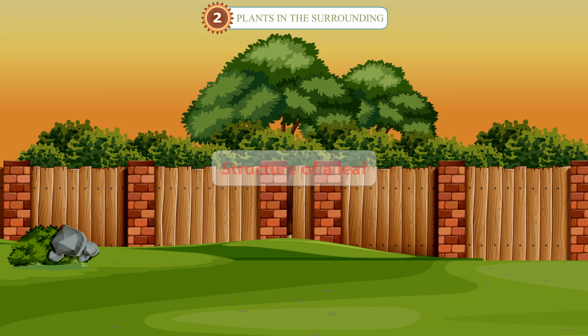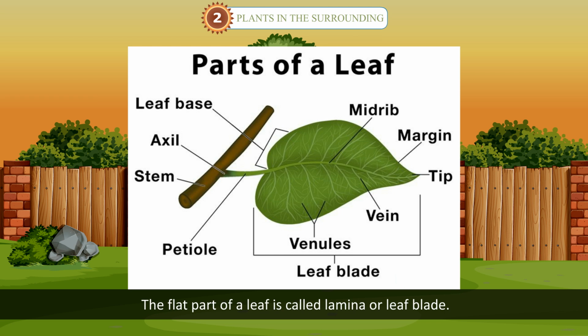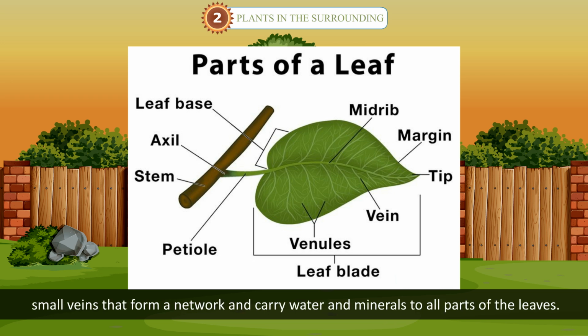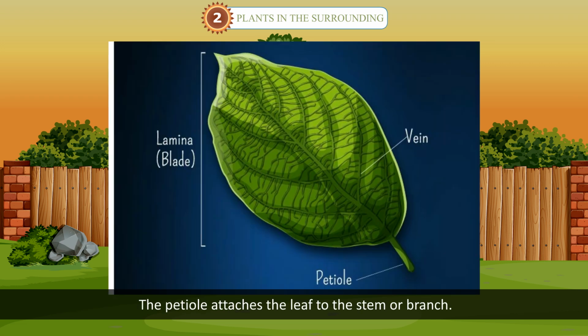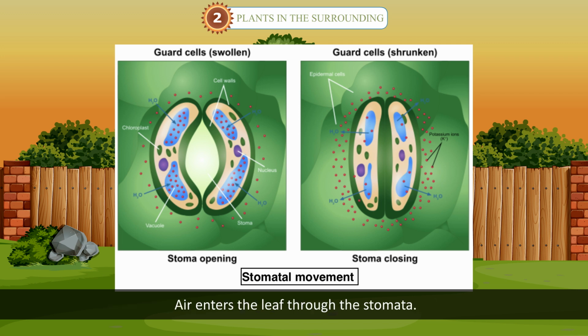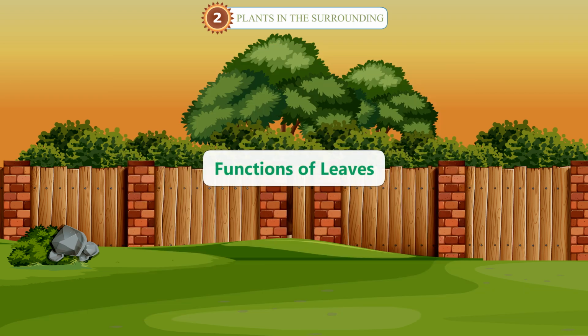Structure of a leaf. The flat part of a leaf is called lamina or leaf blade. It consists of a main vein that passes through the middle of the leaf called midrib, and several small veins that form a network and carry water and minerals to all parts of the leaf. The petiole attaches the leaf to the stem or branch. The lower side of the leaf has many tiny openings called stomata. Air enters the leaf through the stomata. The leaf takes in carbon dioxide through the stomata.